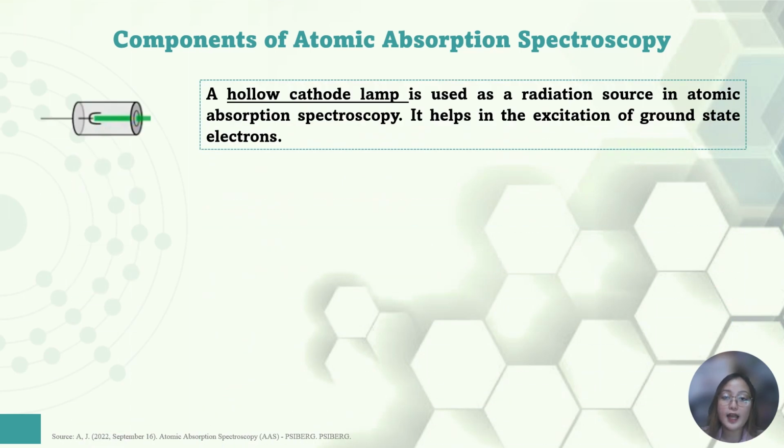And these are the main components of atomic absorption spectroscopy. The first one is a hollow cathode lamp. A hollow cathode lamp is used as a radiation source in atomic absorption spectroscopy, and it helps in the excitation of ground state electrons. Also, it is enclosed in a glass envelope filled with the low pressure of an inert gas such as neon or argon.